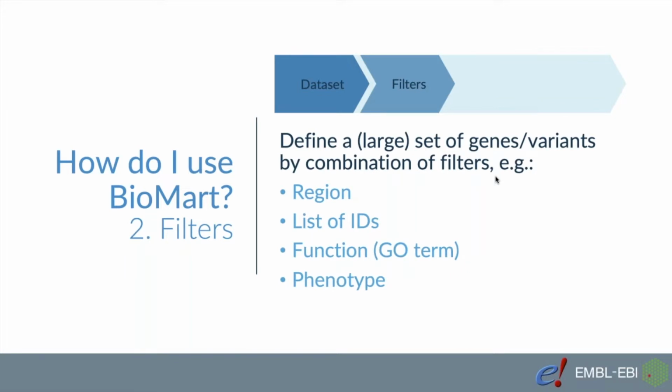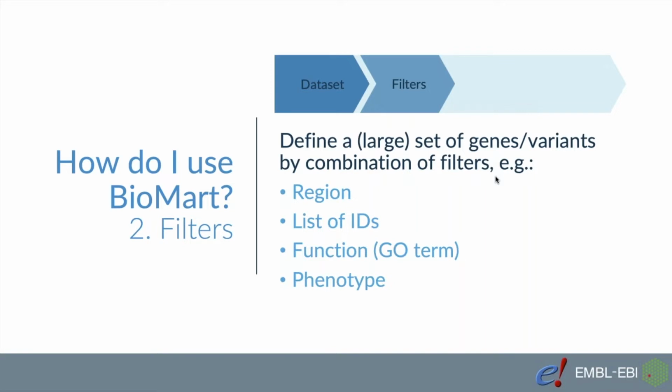You then have to define your filters, so the things you want to search with. Because you're not interested, let's say, in the database of all human genes. You want to narrow it down with your filters to a subset of genes that you're interested in. Like, for example, you might be interested only in genes falling in a specific genetic region, or you might be interested in genes matching certain names or IDs, or associated with certain functions or phenotypes.